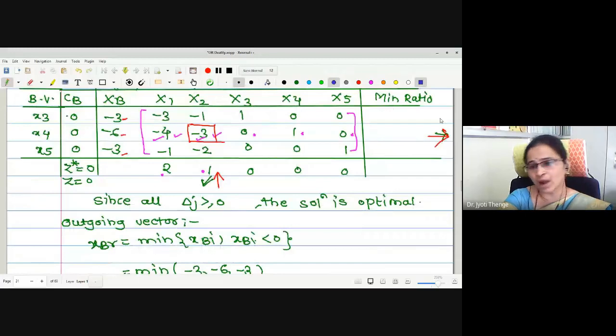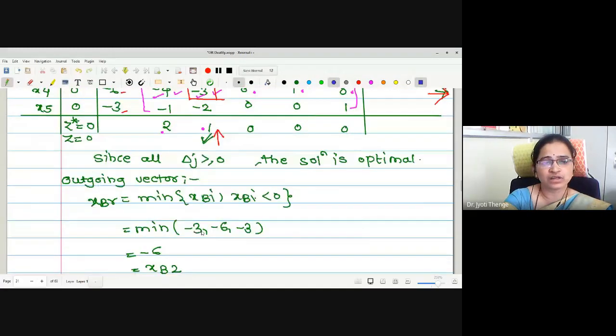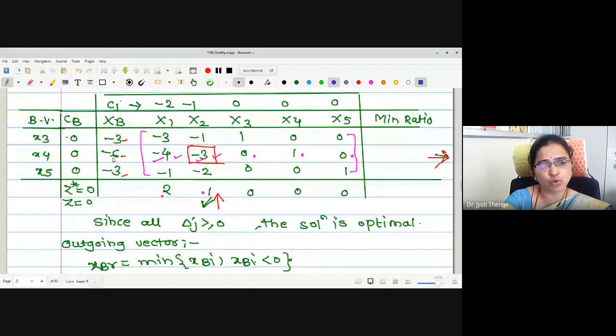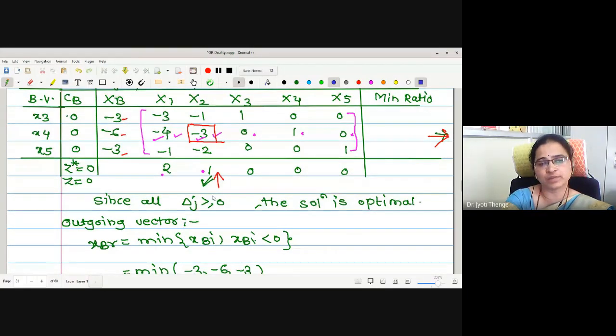Therefore what is my outgoing vector? The outgoing vector is the most negative. Which is the most negative value here? -6 is the most negative, no? Therefore this will be the key row of the outgoing vector, right? x4 is going to leave the basis. To select the incoming one, we will just look at this key row, the second row. We will take the ratio of net evaluations divided by these key row entries, provided the key row entries are negative only.